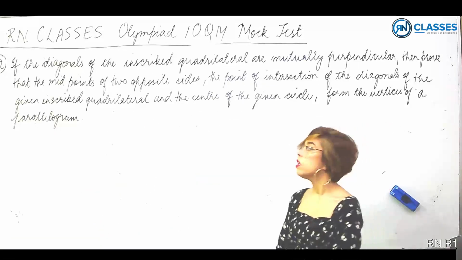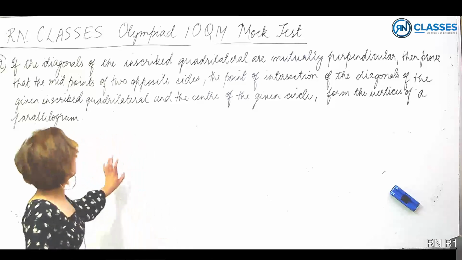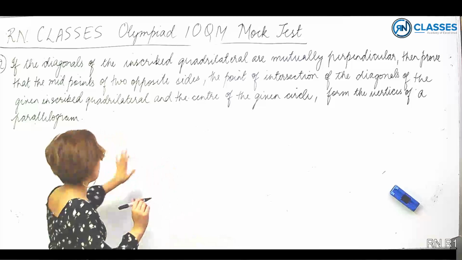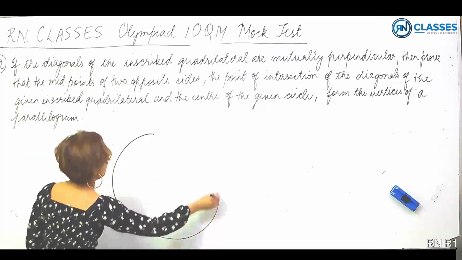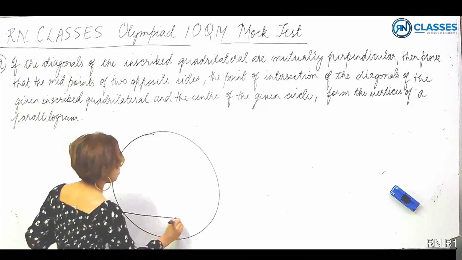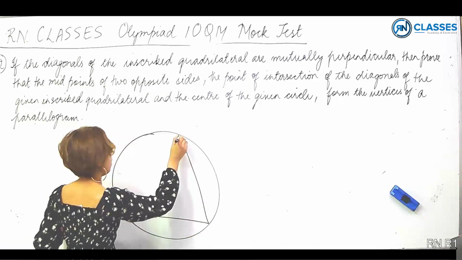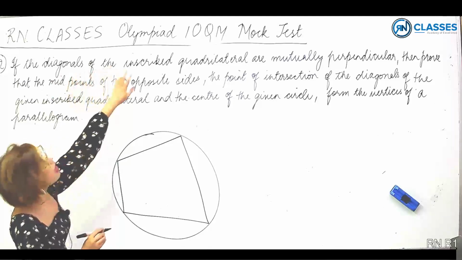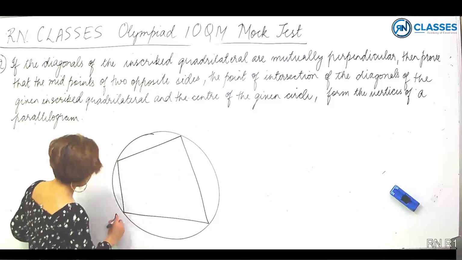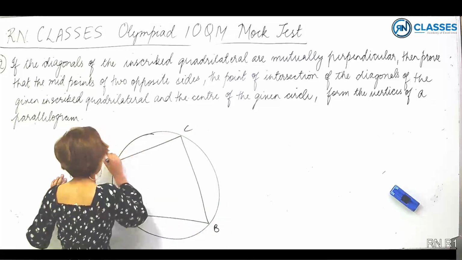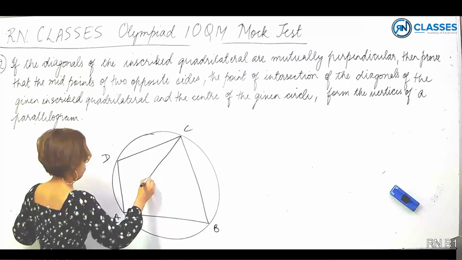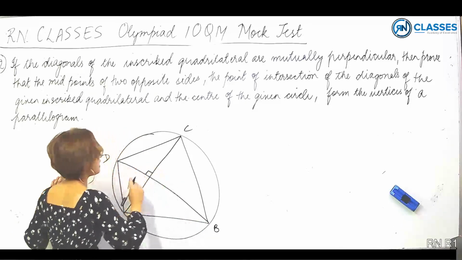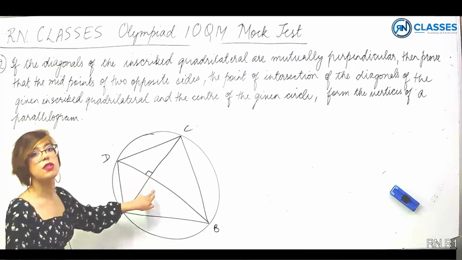Alright, now to the second part of the question. Now he says if the diagonals of the inscribed quadrilateral are mutually perpendicular. Now we know that there was a circle. Let me draw it again. And my quadrilateral was something like this. Let me make my quadrilateral ABCD, with diagonals AC and BD. I know they are mutually perpendicular, so this angle is 90, and so is this, and so is this, and so is this.